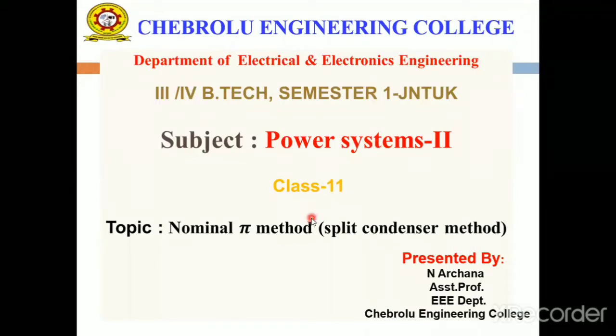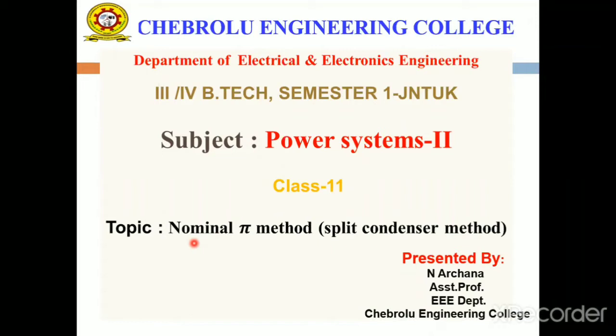Today I am going to discuss the nominal pi method. It is the last type of method in the case of a medium transmission line. Basically, the medium transmission line is divided into three parts: the end condenser method, the nominal T method, and the nominal pi method.